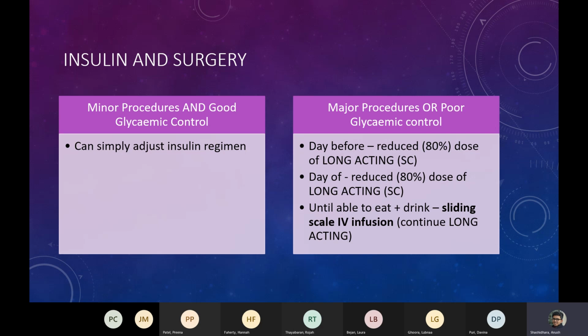You probably just ask an endocrinologist to have some input. Major procedures is what they can ask you about. So the day before, you're going to reduce their insulin dose to 80% of the long-acting.